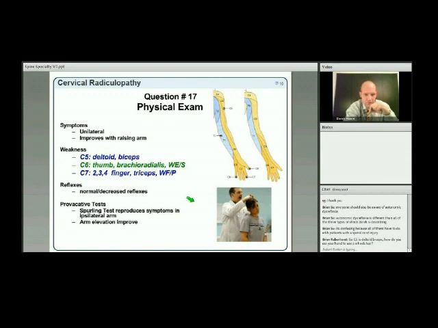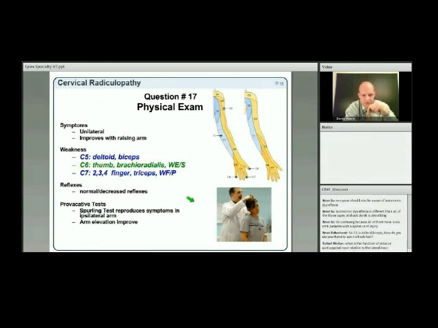Reflexes aren't very helpful in the evaluation of cervical radiculopathy. They're usually normal or might be decreased. Be aware of the Sperling test as a provocative test. Also, if you're suspicious of cervical radiculopathy and trying to differentiate it from a peripheral process such as carpal tunnel syndrome or cubital tunnel syndrome, you can lift their arm in the air, and sometimes this relieves their symptoms. And this has been tested in the past.